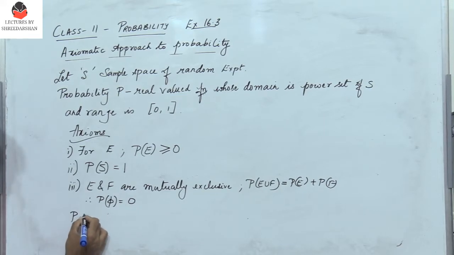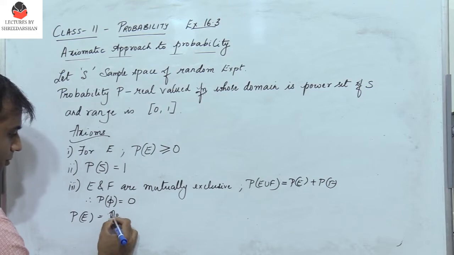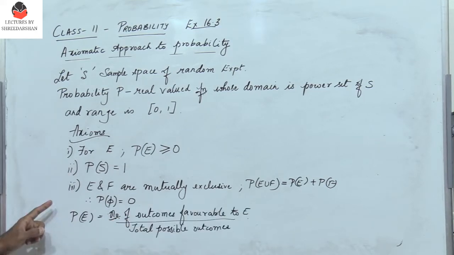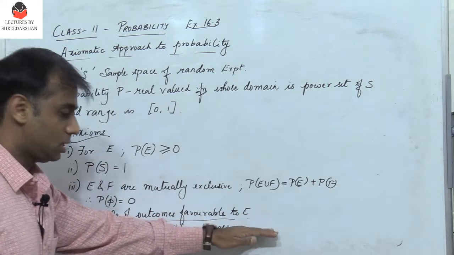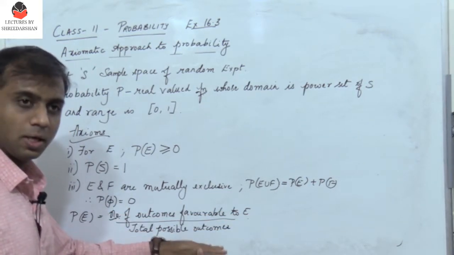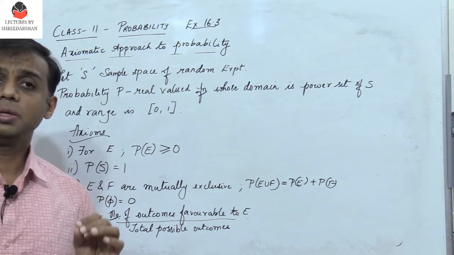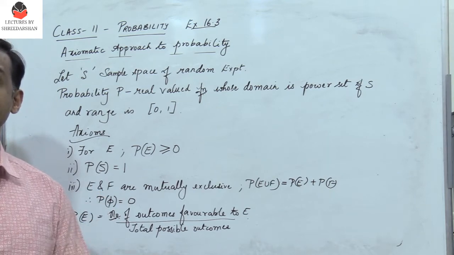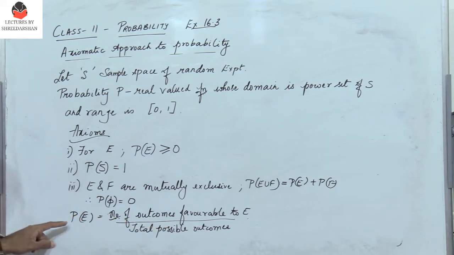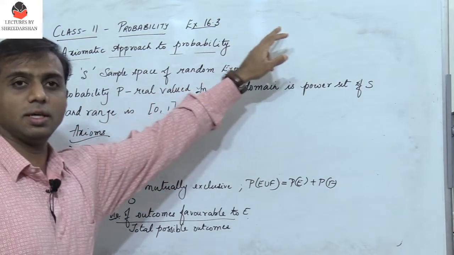Next we define what is the probability of an event E. How do we define probability of event E? It is defined as the number of outcomes which are favorable to the event E divided by the total possible outcomes. So here S is the sample space and E is an event where each outcome is equally likely. That means the possibility of getting each outcome is equally likely. So therefore, in that case, the probability of any event E is given by this expression.